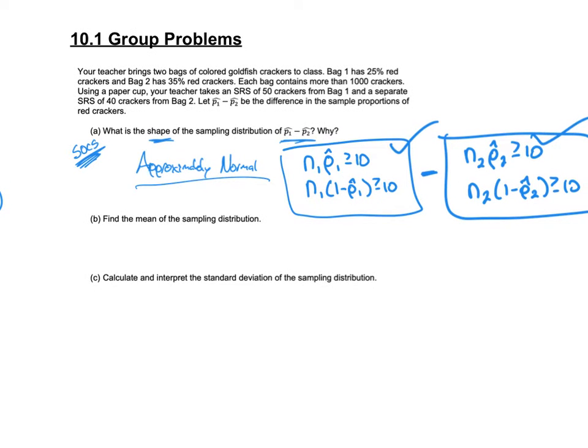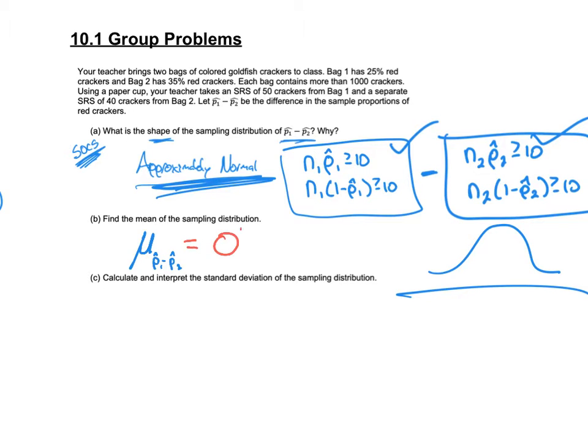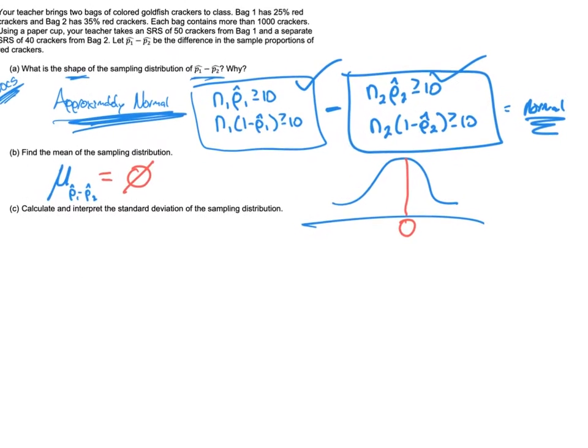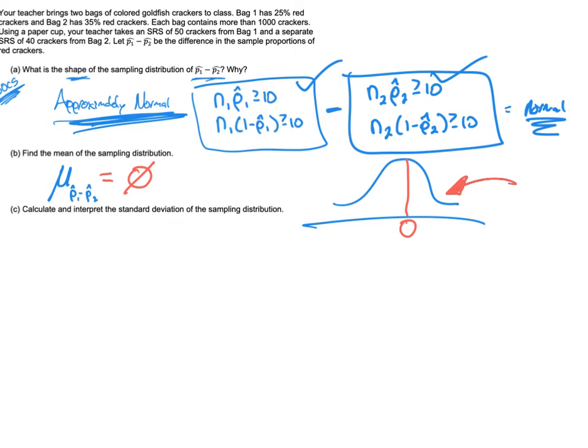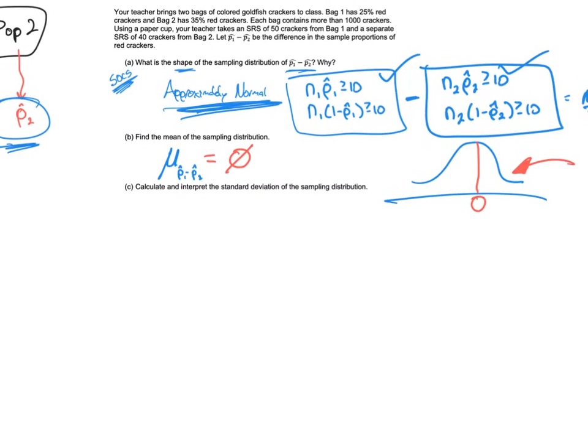Find the mean of the sampling distribution. Here's what we know: we're going to be looking for the mean of all those p̂1 minus p̂2s. Remember, we're building this approximately normal sampling distribution, but we are always going to take on the assumption that this is equal to 0. So we are going to put a 0 in the middle of this thing. That's going to be our assumption when we come to our null hypothesis.